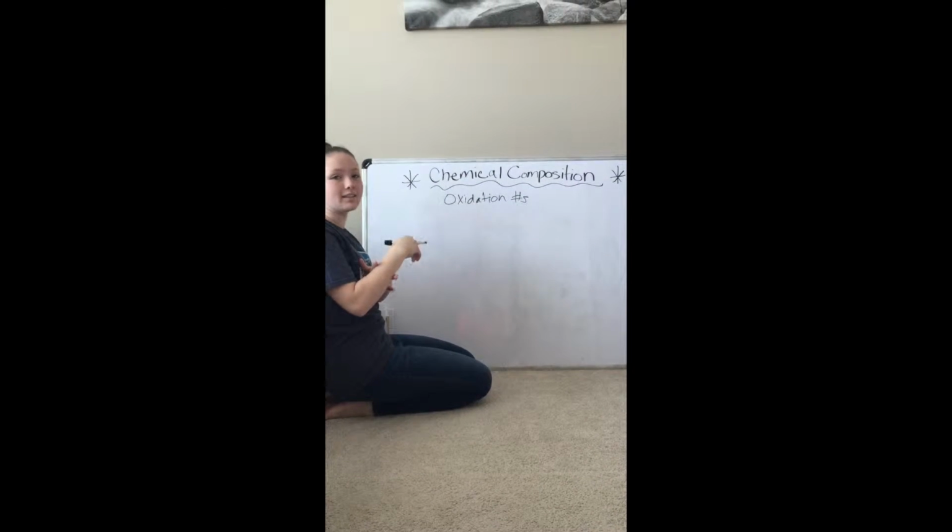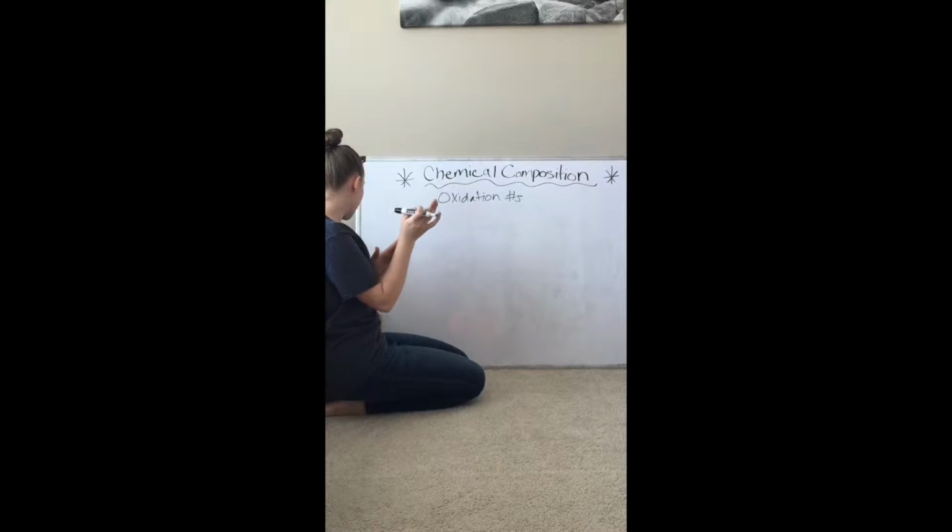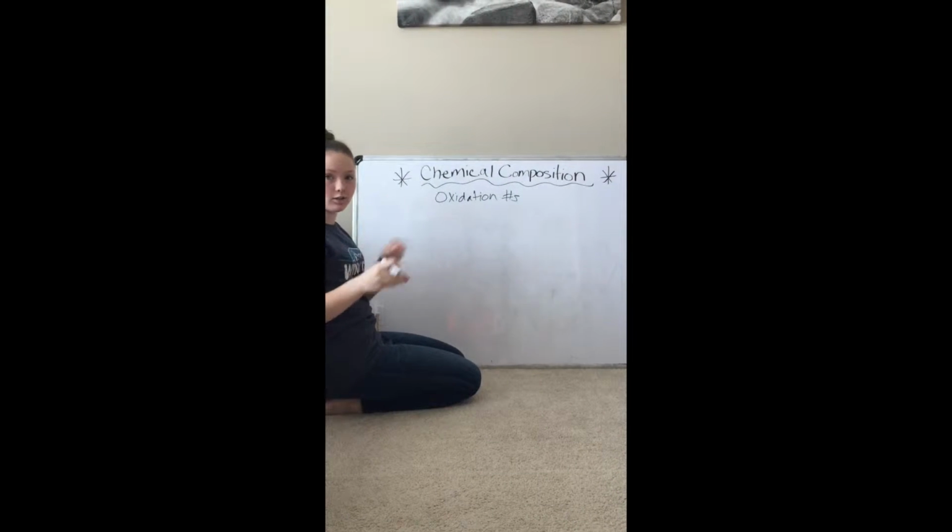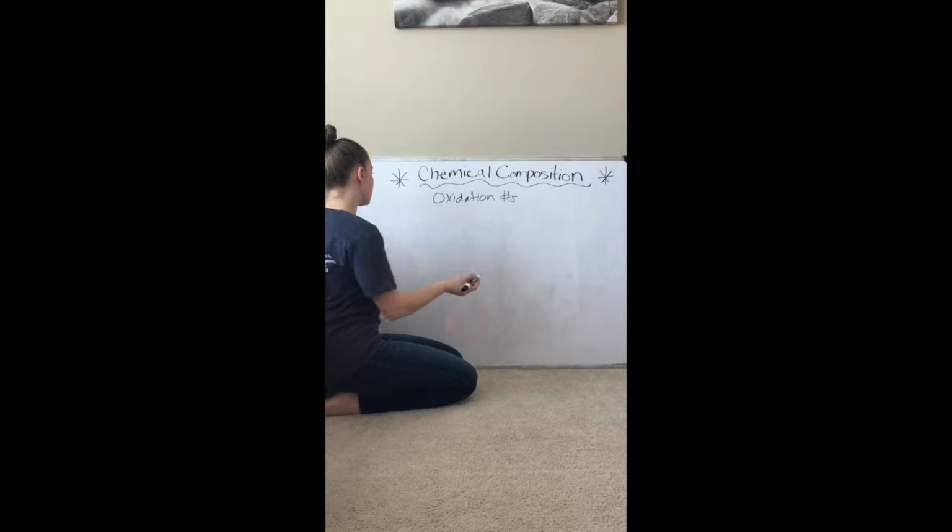Oxidation numbers tell us the number of electrons in an atom that it needs to gain or lose to make it the complete octet.